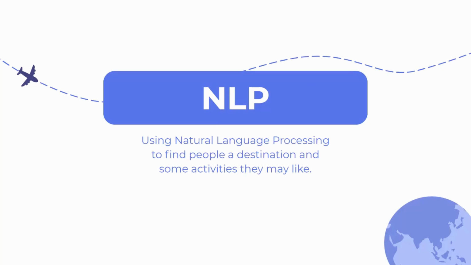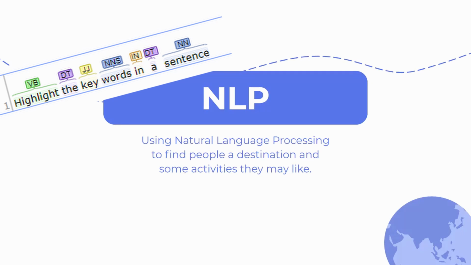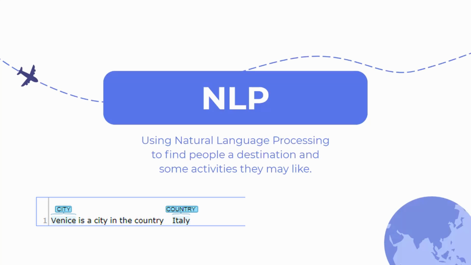The way we built our travel planner is by using an NLP. An NLP, which stands for Natural Language Processing, can highlight keywords in a sentence. So we used it to highlight cities and countries, as well as activities, so we could put together a list of things you may like.